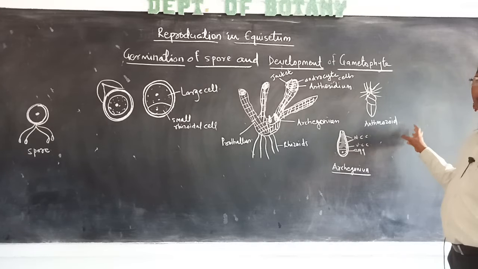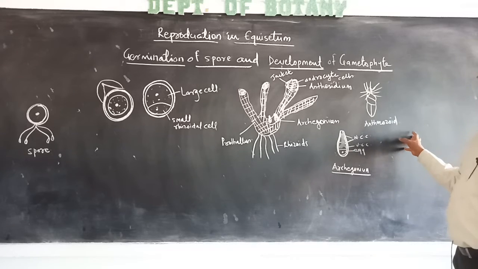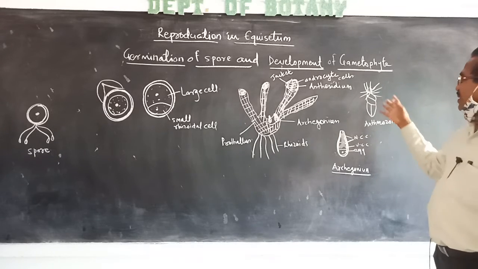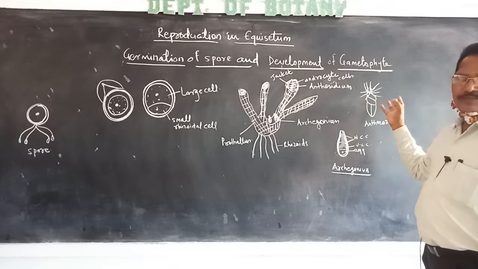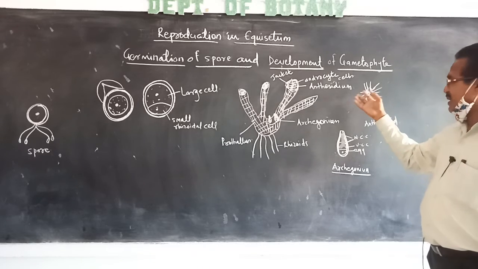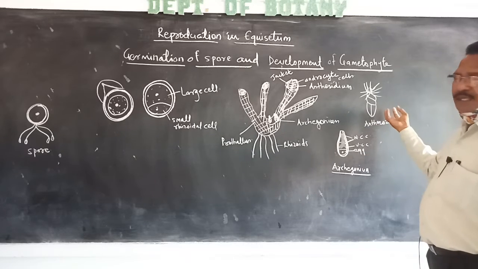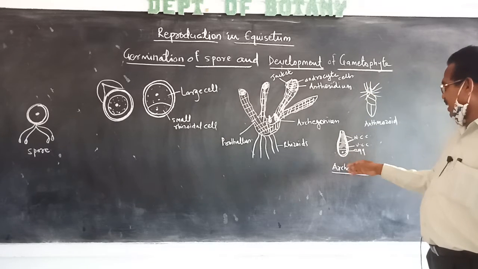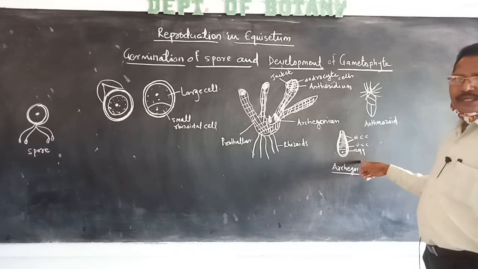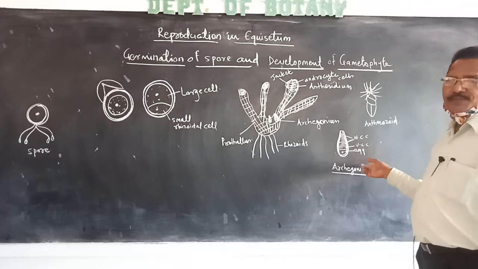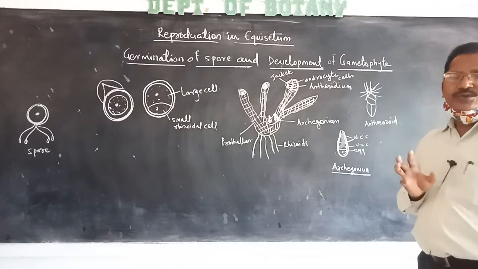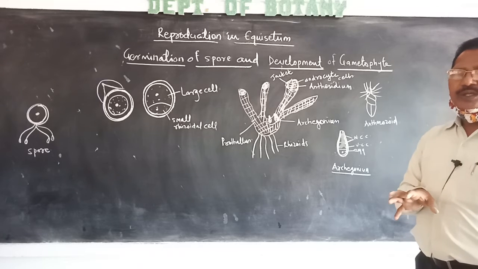At the time of fertilization, water is essential. Through this water, the male gamete swims and comes in contact with the neck of archegonium, and one of the male gametes enters through the neck and fertilizes the egg cell. And after fertilization, it gives rise to a zygote.